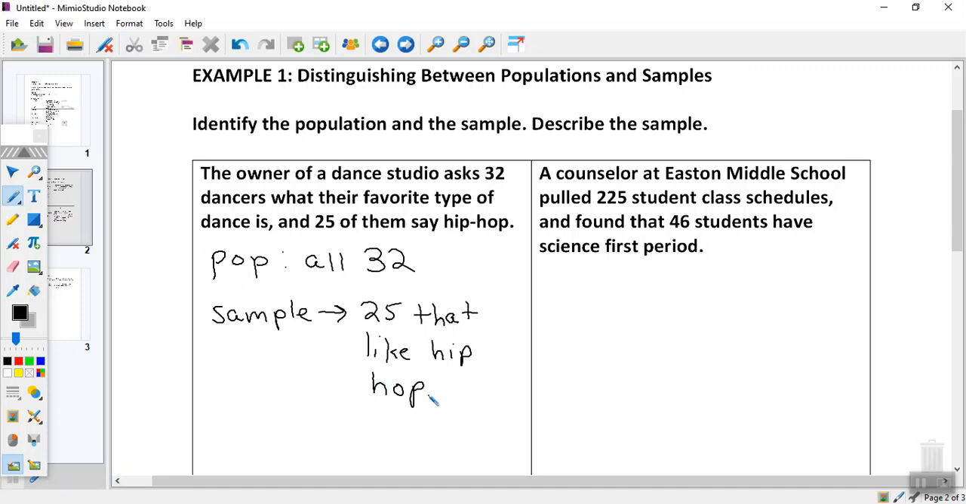Okay. A counselor at Easton Middle School pulled 225 student class schedules and found that 46 students have science. What's the population? 225. 225 students, right?